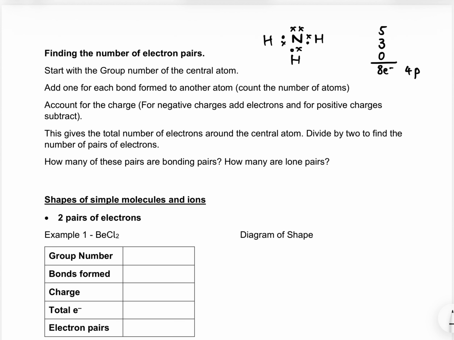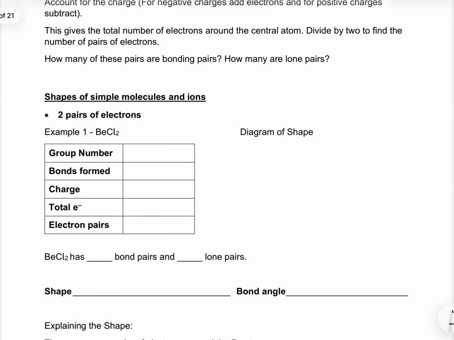That's 4 pairs. If we look at the dot and cross diagram, we can see there are 4 pairs of electrons around the central atom. How many of those are bond pairs? Well, we look back at how many atoms joined on, so that would be 3 bond pairs, which means that if there are 4 pairs altogether, there must be 1 lone pair. And if we look at our dot and cross diagram, we can see there are 3 bond pairs and 1 lone pair.